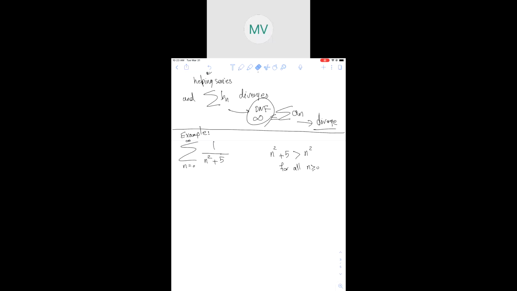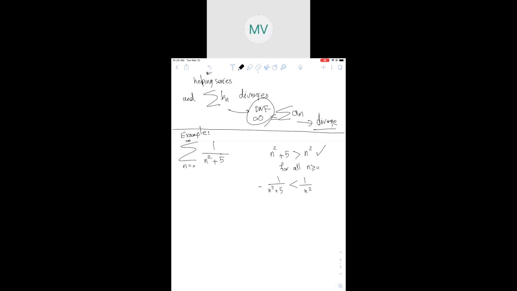And why are we doing that? Well, start with the first step of an algebraic expression or inequality, which is this one. We already accept this. We know this is true. Now manipulate it until you get to the other one. So what do we have to do? Well, if we reciprocate it, we get 1 over n squared plus 5 is less than or equal to 1 over n squared.